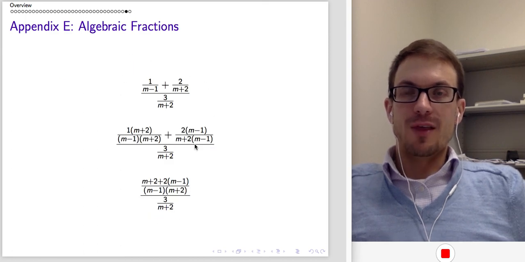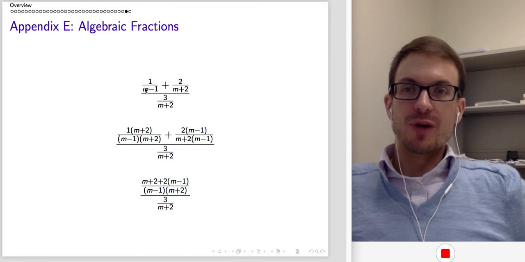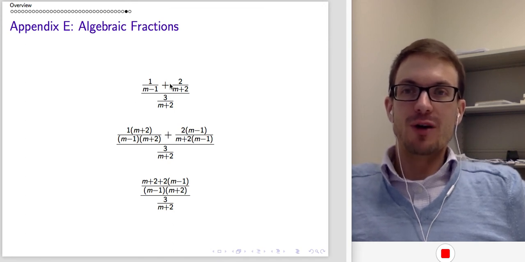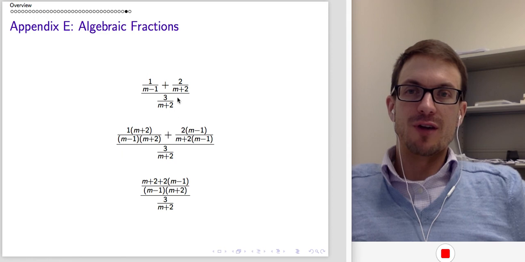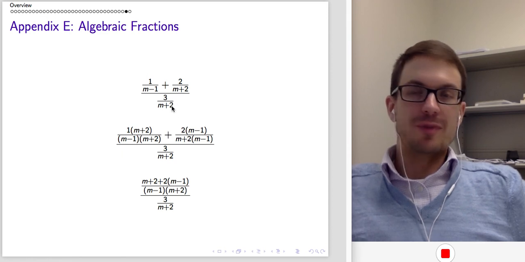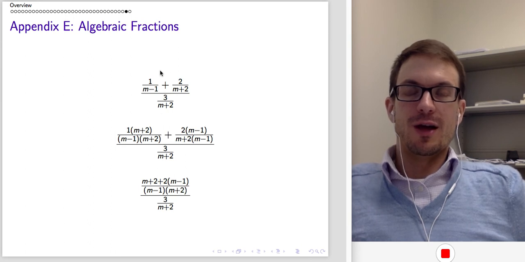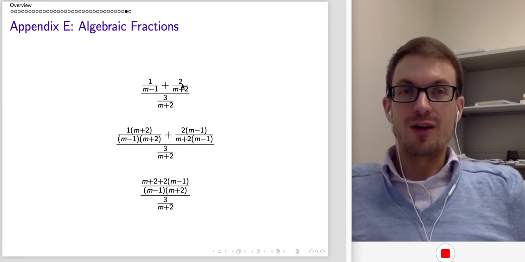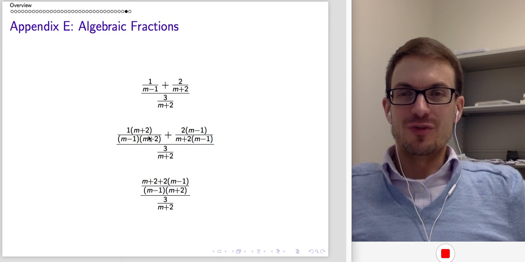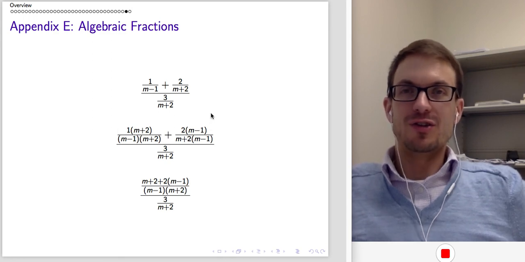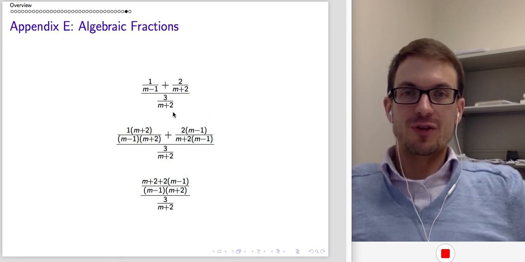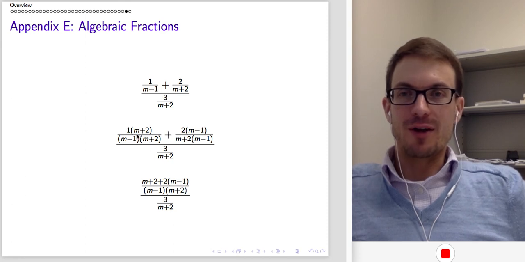Okay, and then the last one. Suppose we have something like this, 1 over m minus 1 plus 2 over m plus 2 divided by, just by itself, 3 over m plus 2. So I'll get a common denominator in the numerator. So that's this right here. Or you could apply that addition formula that I showed a second ago. I like the common denominator approach.